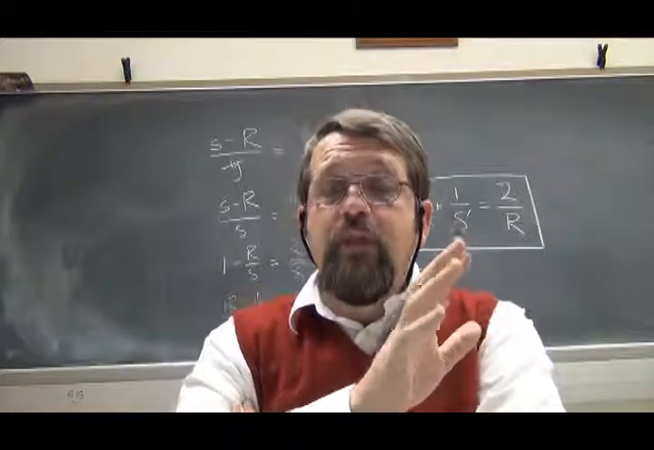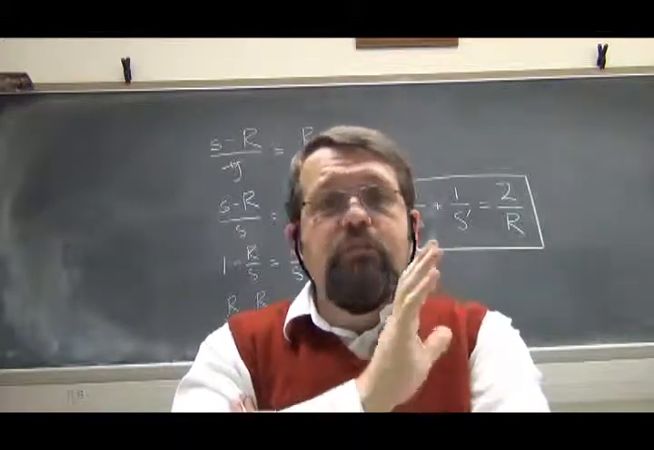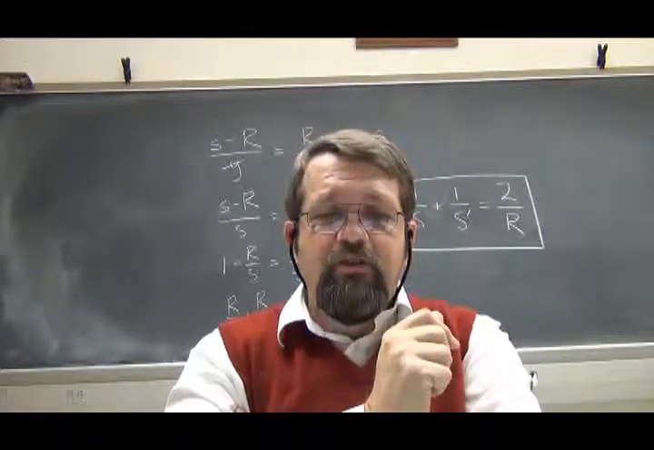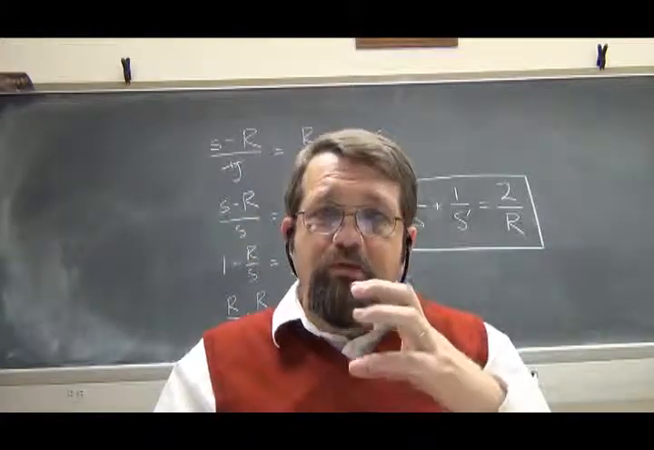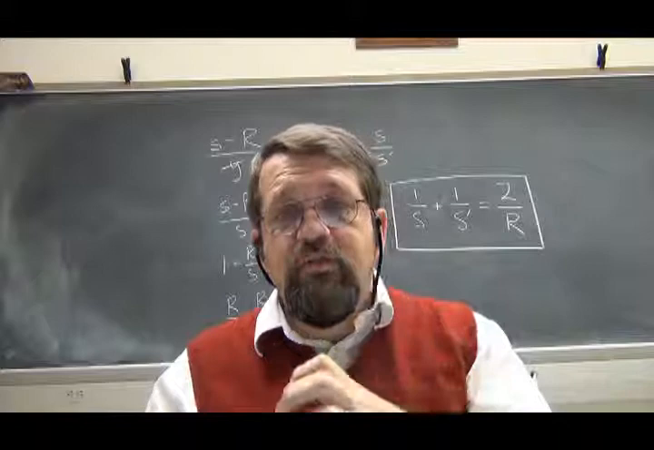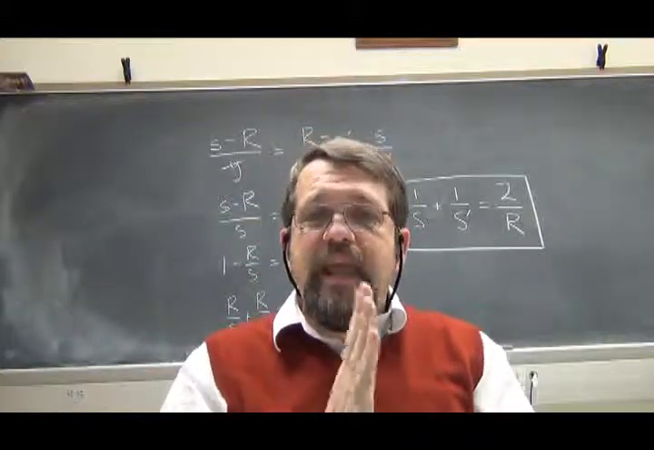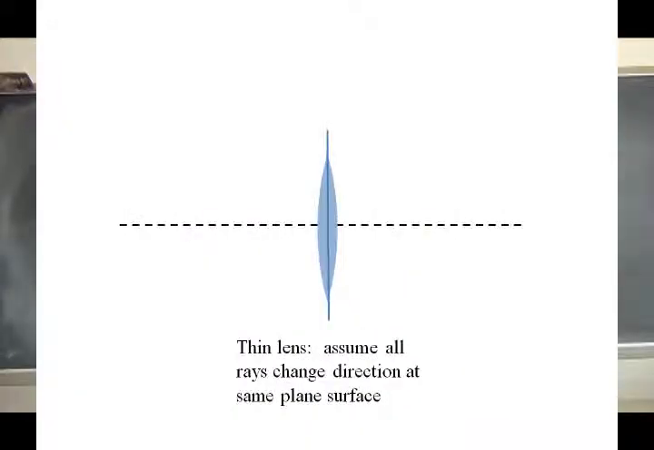Okay, so now we're ready to analyze lenses, and we're going to focus our attention on thin lenses. And what do we mean by a thin lens? Well, of course, as rays pass through the lens, they're refracted and they change direction. But we're going to assume that all the direction changes occur at one plane in space, the plane right in the middle of the lens. And if the lens is pretty thin, this is a pretty good approximation. So all the rays change direction at the same plane surface.